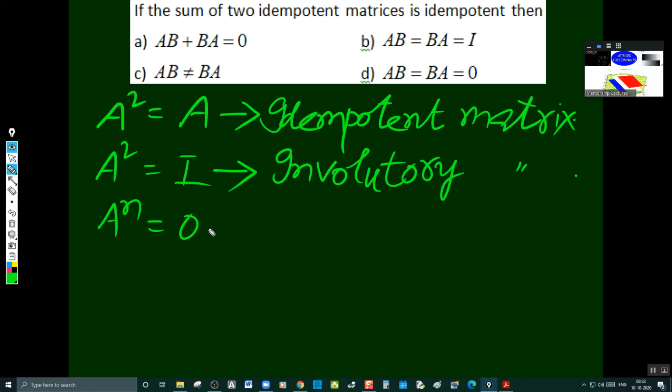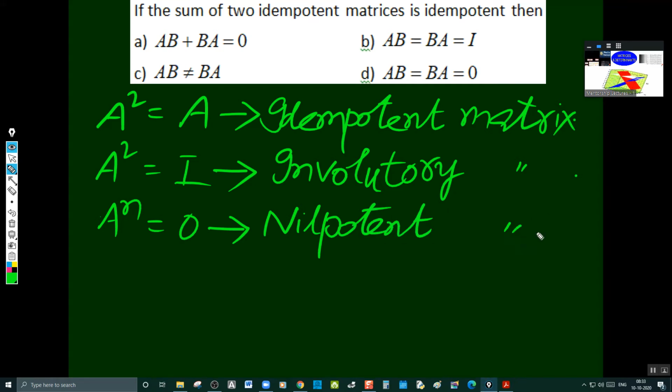Can anyone tell me what is A power n is equal to 0 for any natural index n? Natural index means n belongs to capital N. Nilpotent matrix. In the name itself, we have nil. Nil means 0. So nilpotent matrix. So you can take the hints from the name itself.